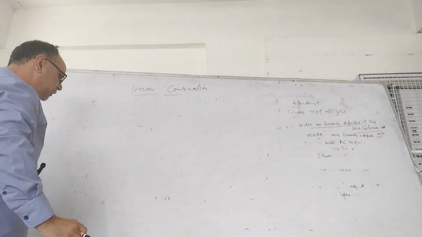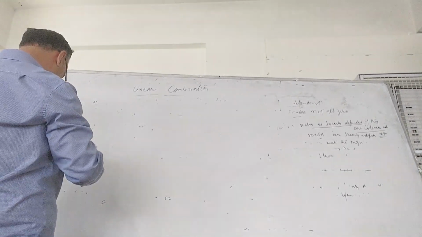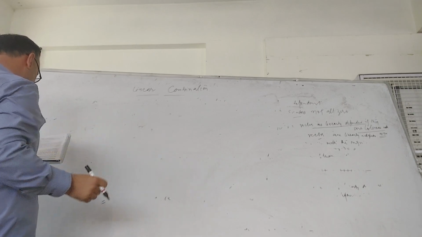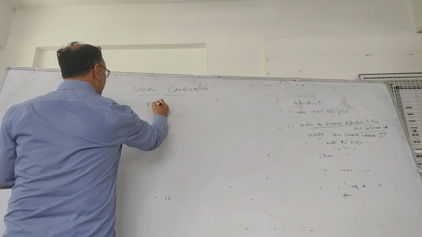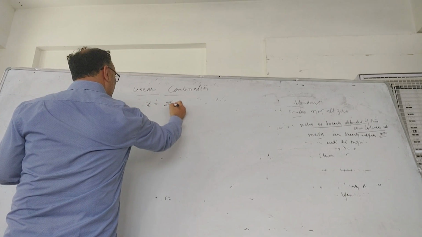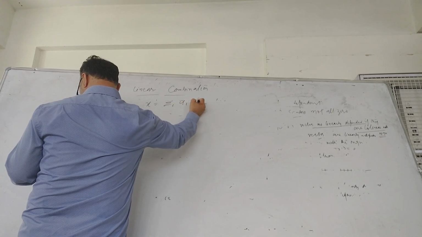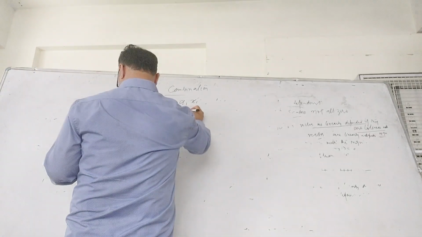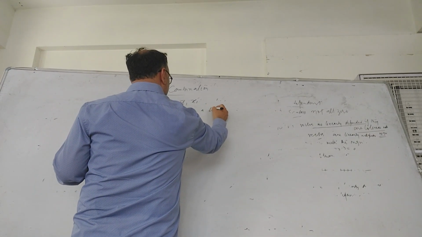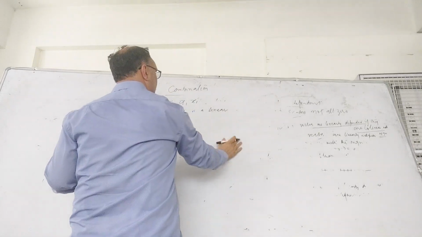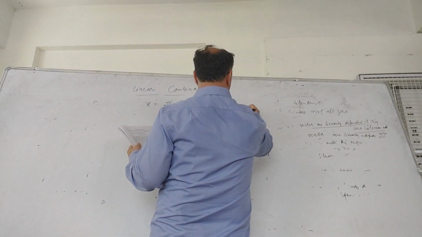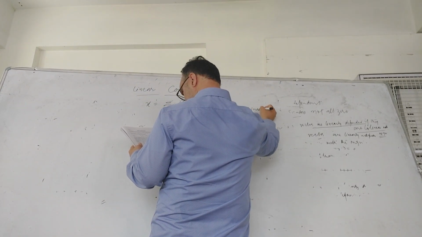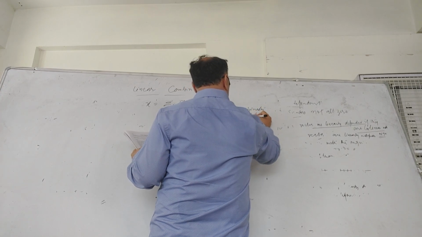so what we are going to do is linear combination. For example, we say x is equal to the sum over i of alpha i times xi, and x is the linear combination of the xi.